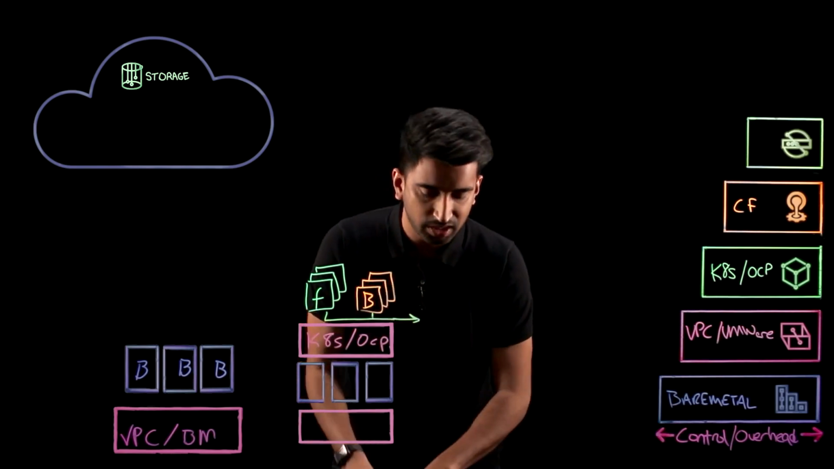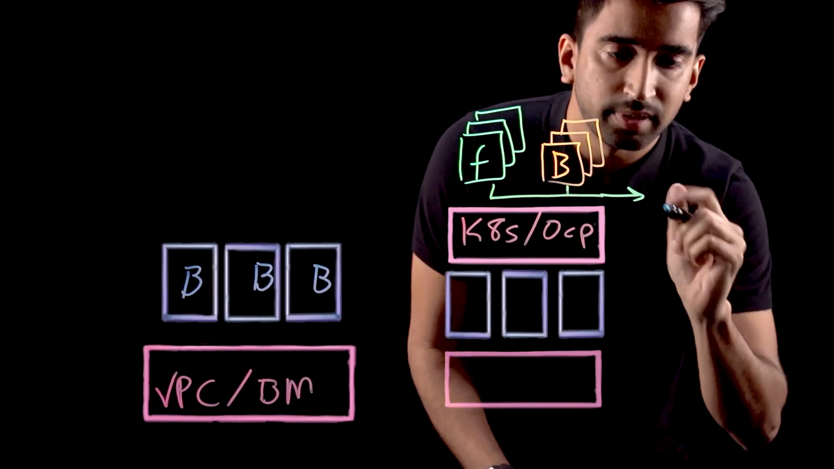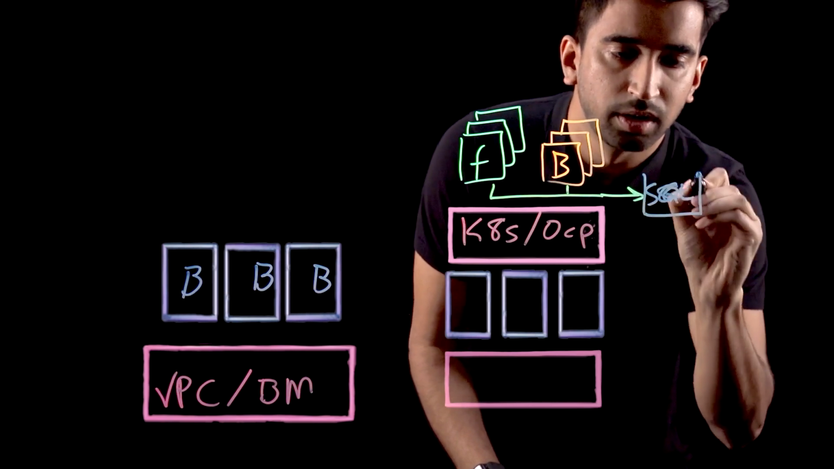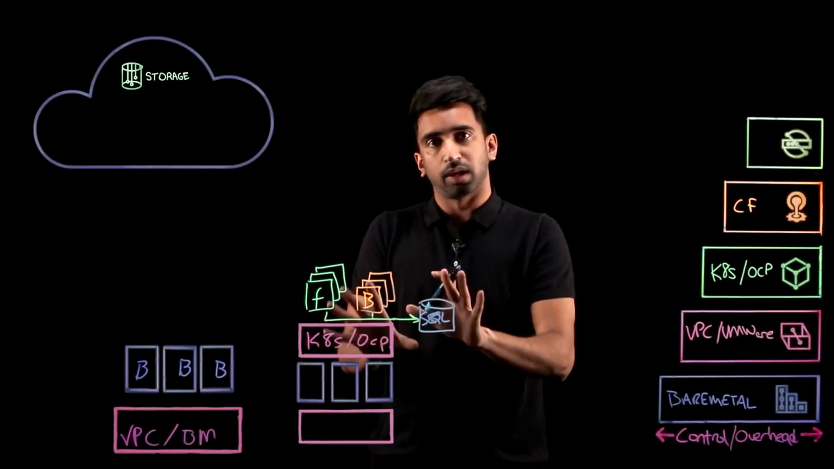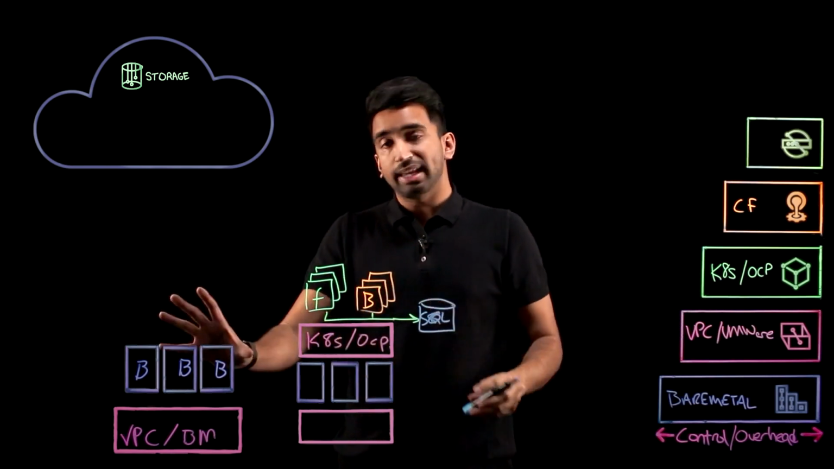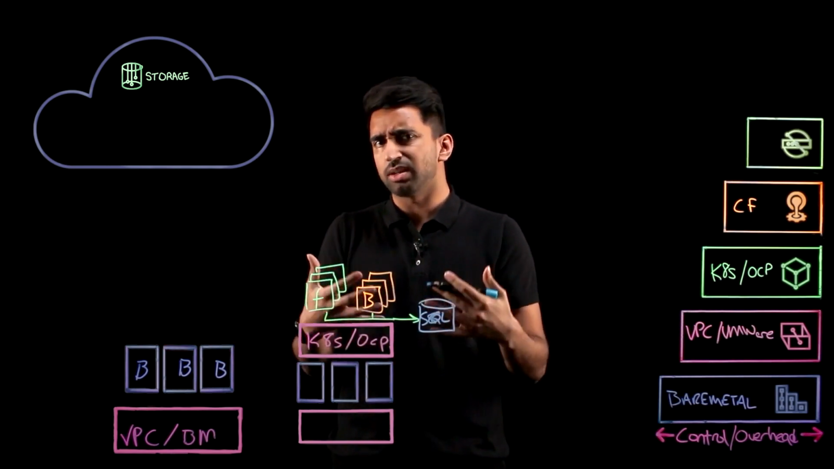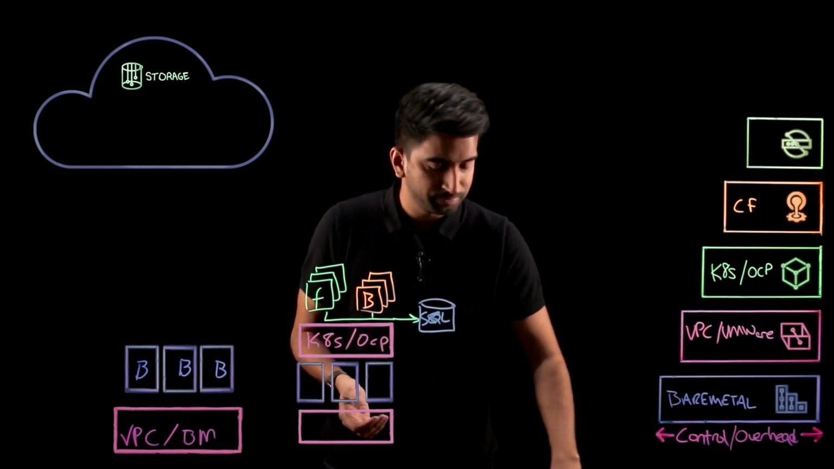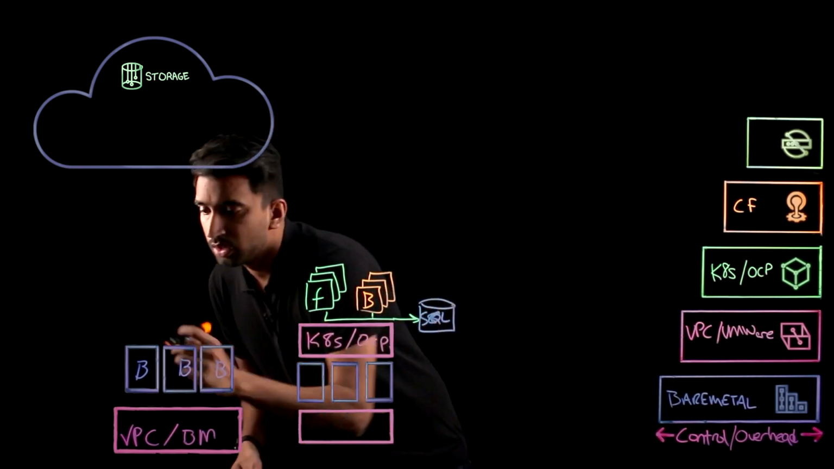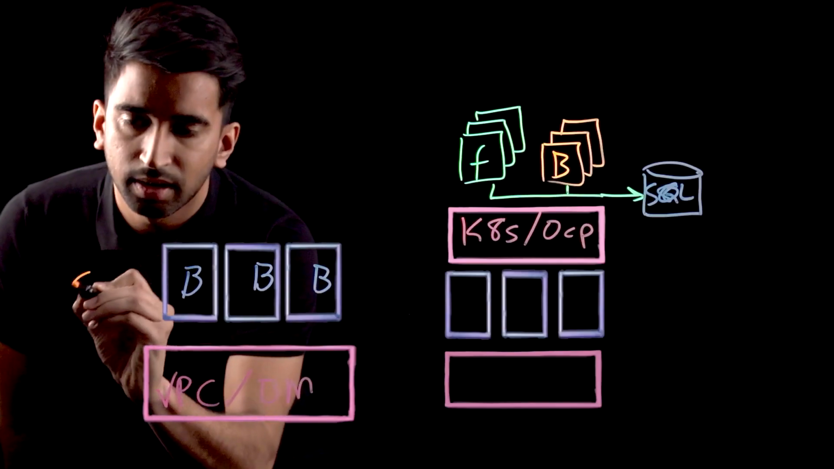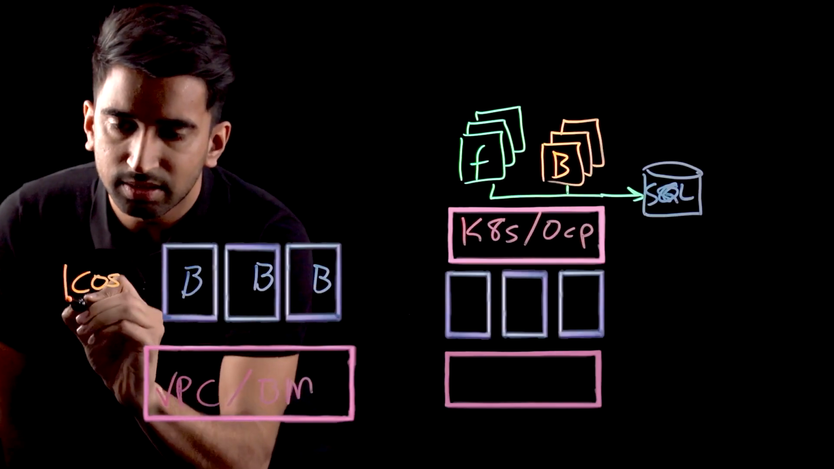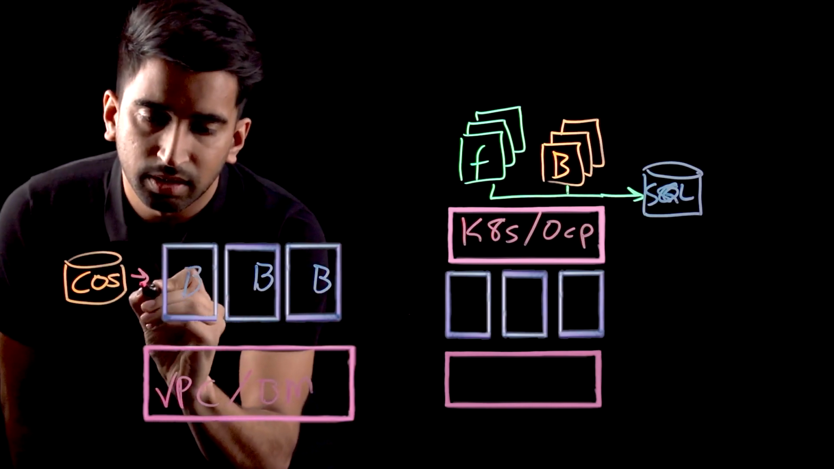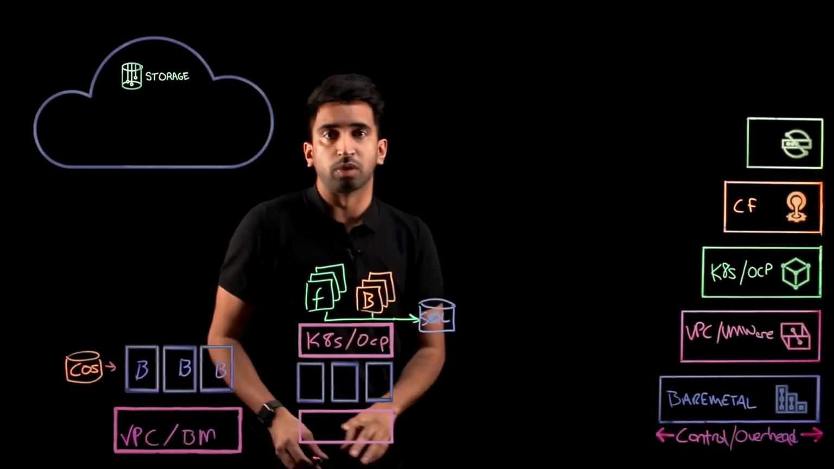So our applications here are going to use, let's say, a SQL data store. There we go. Now, for our backend application, let's say we need something different, not a standard SQL store, but something like cloud object storage. So here, we'll sketch out a cloud object store instance, which our backend application will be using.